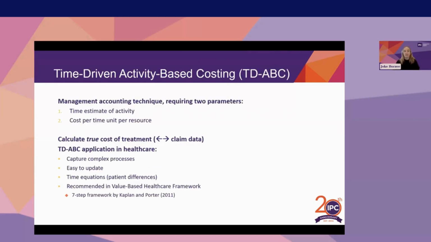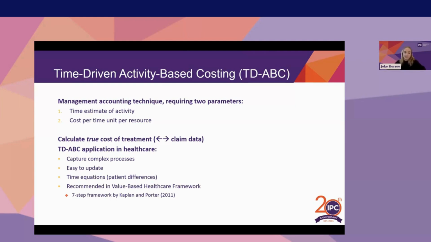So let me briefly start by explaining what time-driven activity-based costing entails. It's a management accounting technique where you basically only require two different parameters to get to a total cost. The first is a time estimate of a certain activity, so a different step in a treatment pathway, for instance. And the second parameter is a cost per time unit, which we call the capacity cost rate. Very important about time-driven activity-based costing is that it looks at the true cost of treatment rather than using claim data, for instance, or looking at the charged costs to the patient. So it uses financial data from the hospital itself.